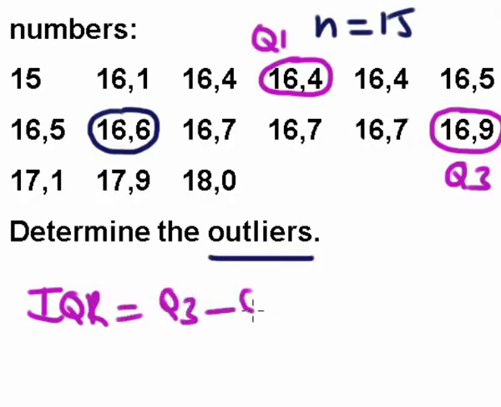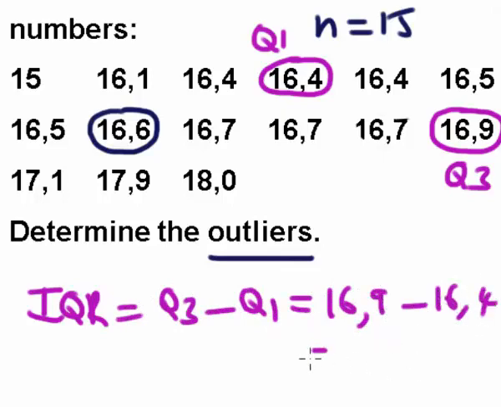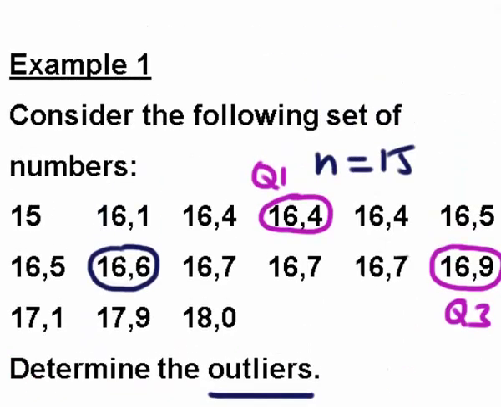Now, what is the interquartile range? It's the third quartile minus the first, which works out quite nicely to 0.5.